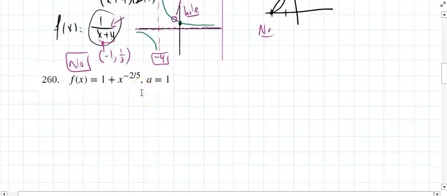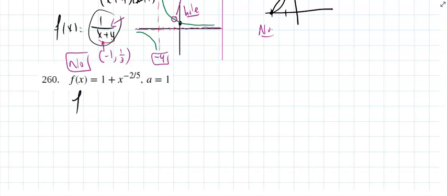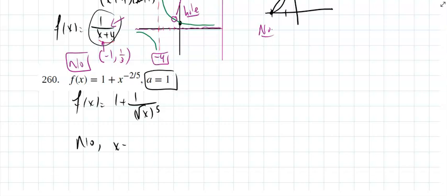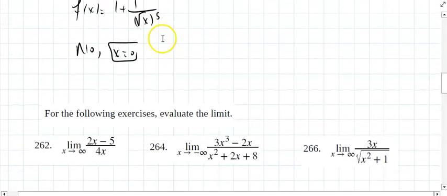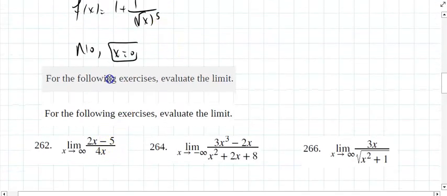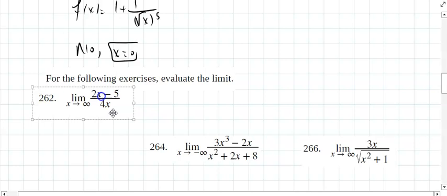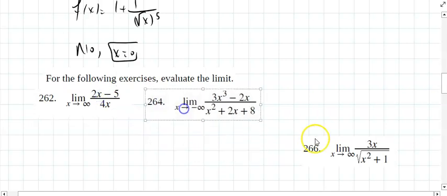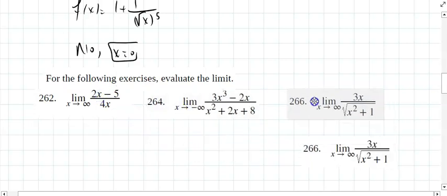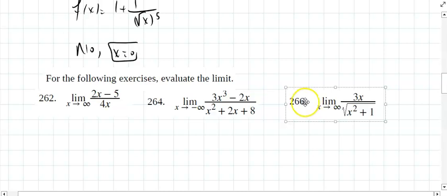When I look at this problem, I'm looking at f of x equal 1 plus 1 over square root of x to the fifth. Again, at x equal 1, no. This will have an asymptote at x equals 0, if any. All right, for the following exercises, evaluate the limit. Now, the horizontal asymptote takes a lot longer. That's when you take the limit as x approaches infinity. And let me see really quick.